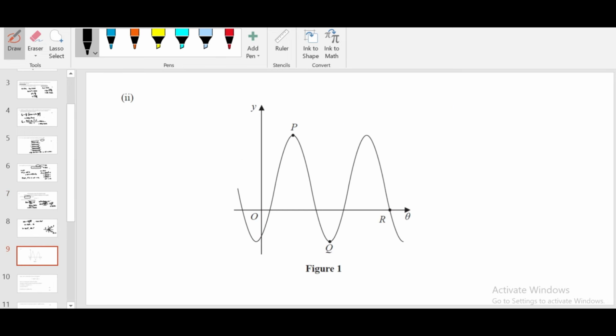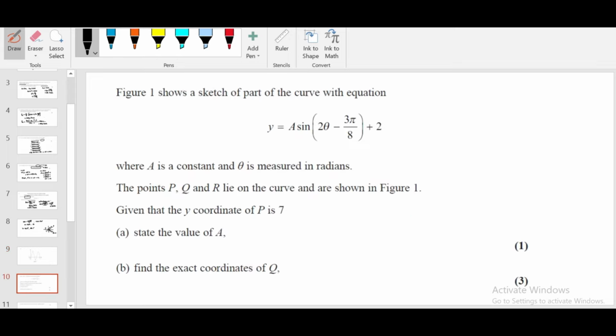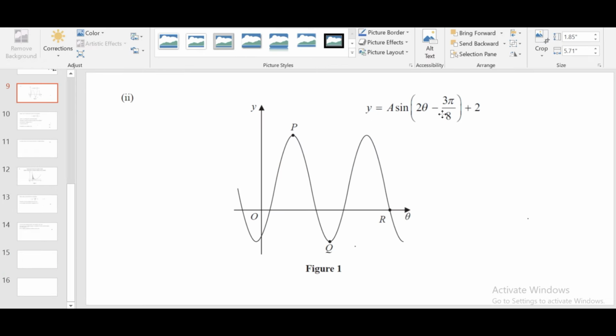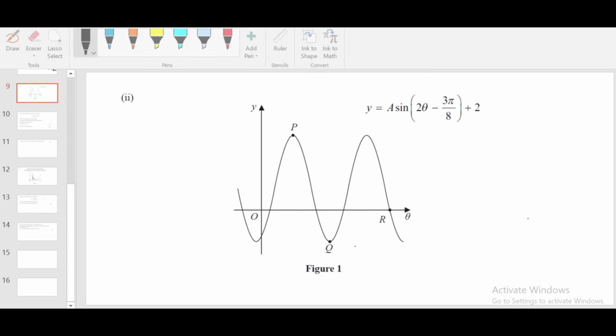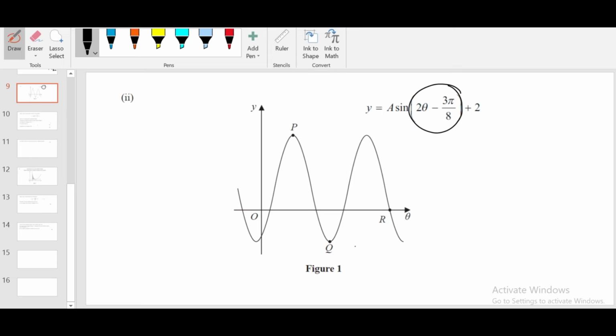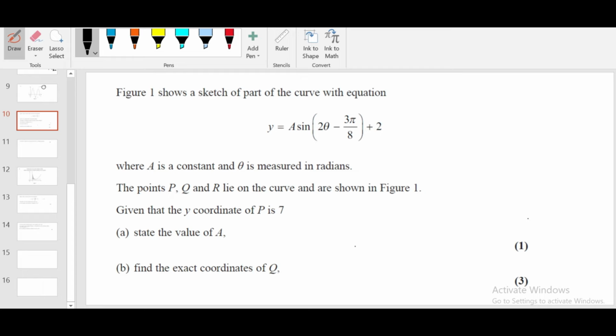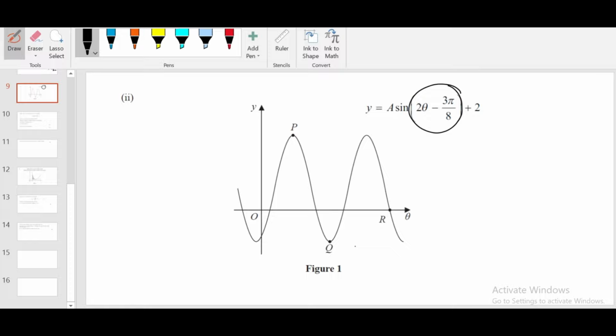We have a graph given. Okay, now it says this is the function representing the graph: A sine of 2 theta minus 3 pi over 2, plus 2. All these transformations will not affect the y coordinate. Okay, let's read the question first. It says P, Q, R lie on a curve. The y coordinate of P is 7. They want you to find the value of A.